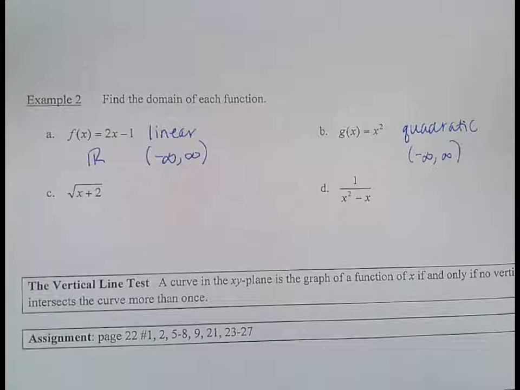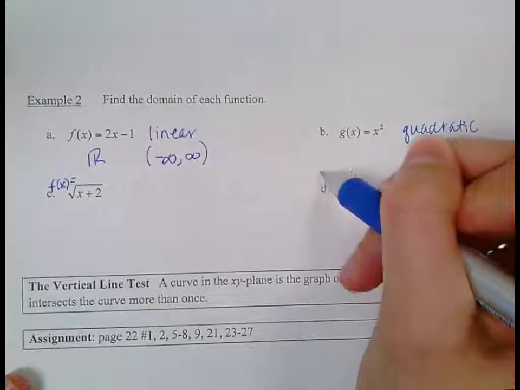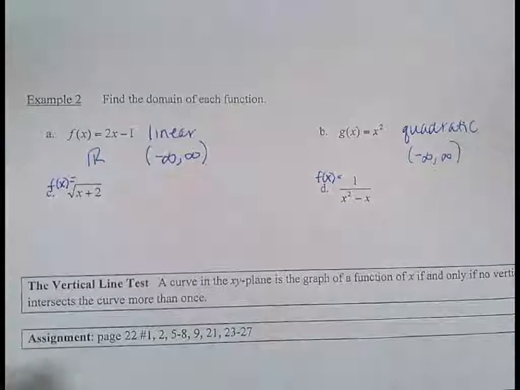C, and I should have put f of x equals in front of it. Same for D. Typo on my part. Oh, you could put g of x, yeah, or h of x, or whatever you'd like.